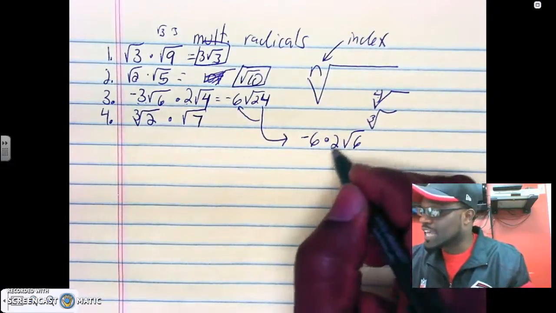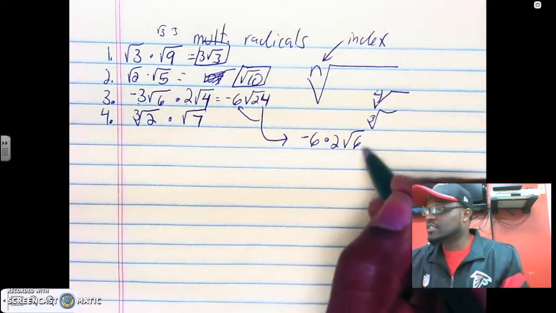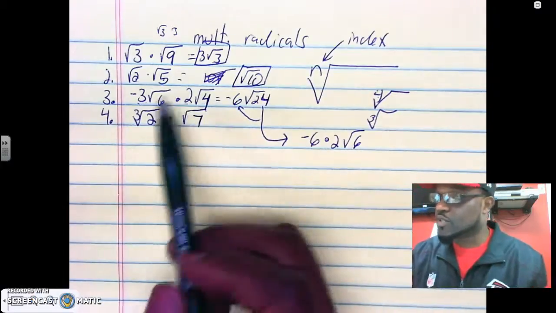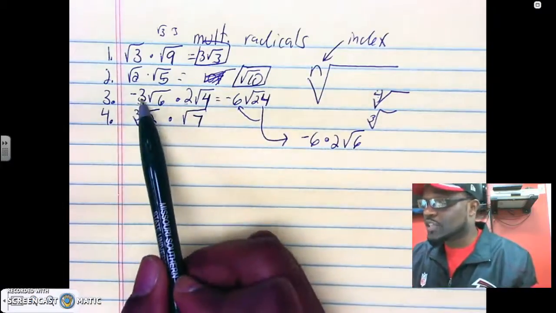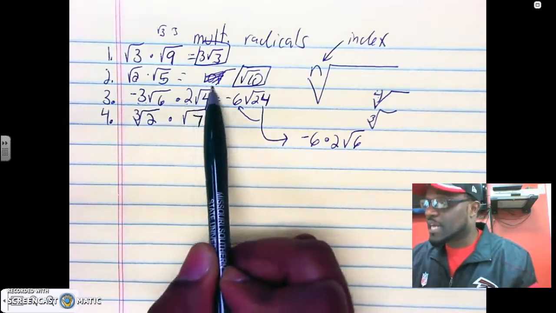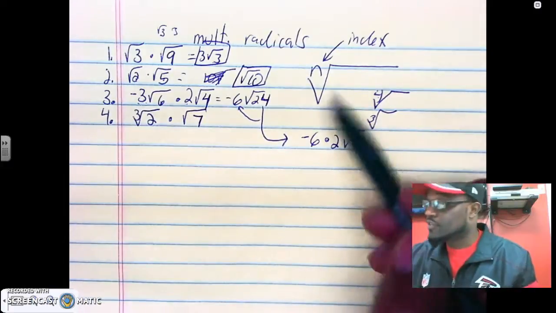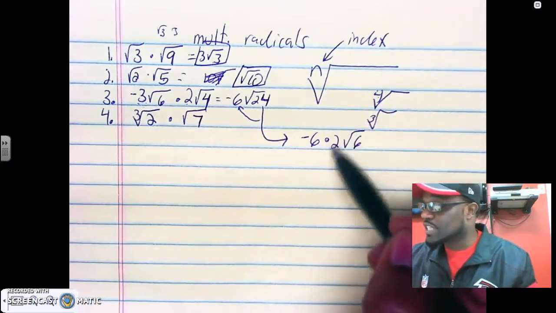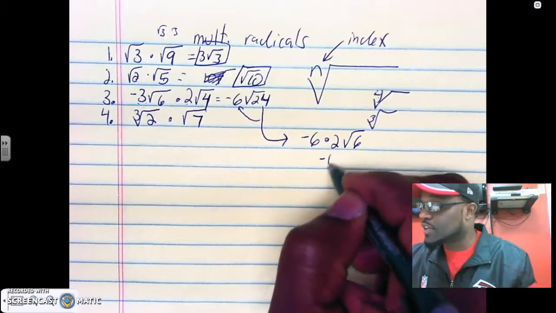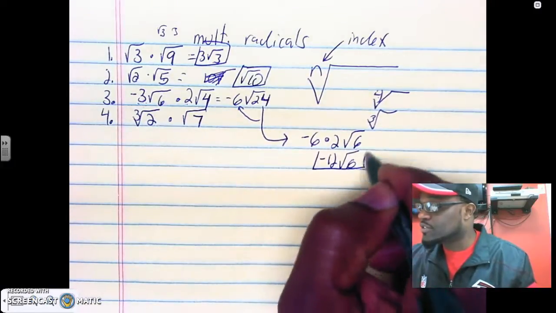Therefore, I can actually do some more here. I can't multiply these numbers times the 6 underneath the radical, and that's important. You can't say 3 times 6 or negative 3 times 6 or 2 times 4. Numbers underneath the radical times numbers underneath the radical, and they stay there. But if they can come out, for example, this 2 is outside, so is this negative 6. I can go ahead and multiply that and get negative 12 square root of 6, and so that would be my answer to number 3.